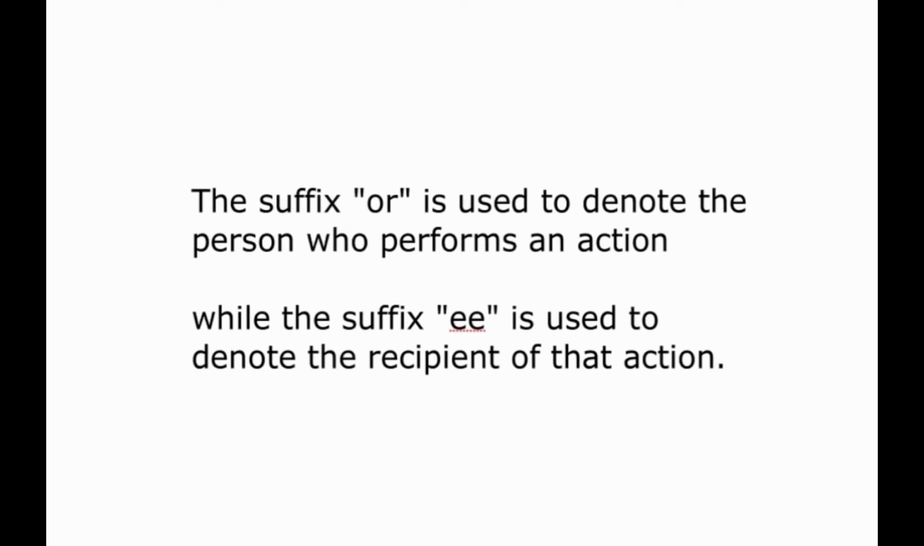And my issue when they say mortgage is an exception is that they're not understanding what is being given and what is being received. This is the crux of why a lot of people get confused. But there's no exception to the rule because it's a suffix. It's basic English language. The OR/EE rule: OR gives, EE receives. Or as I wrote here to be more technical, OR denotes the person who performs an action. EE denotes a recipient of that action. That's the technical English language definition of it.